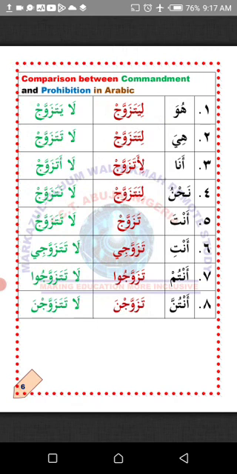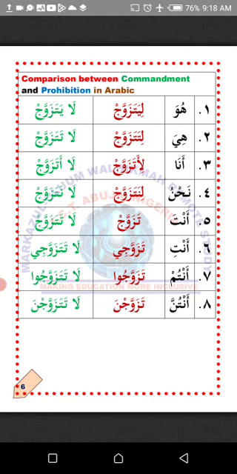Number one: هو, he. ليتزوج, he should marry. لا يتزوج, he should not marry. Number two: هي, she. لتتزوج, she should marry. لا تتزوج, she should not marry. Number three: أنا, I. لأتزوج, I should marry. لا أتزوج, I shouldn't marry. Number four: نحن, we. لنتزوج, we should marry. لا نتزوج, we should not marry.